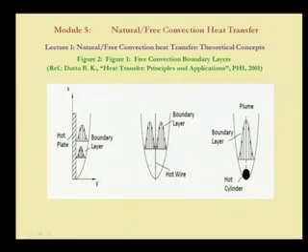Similarly, this is the case when you have a hot wire. From the hot wire, all sides of the surface, consider the hot wire vertically downward. This is the wire, and the boundary layer will flow like this, and the flow will be this way.